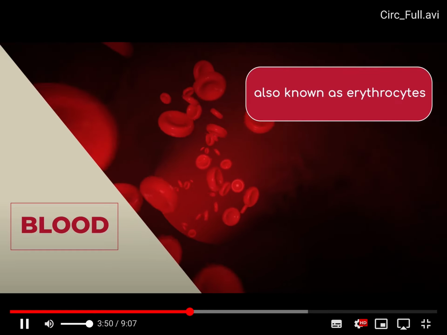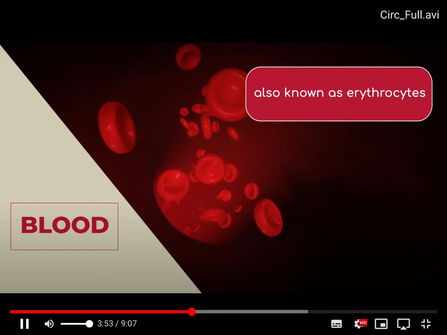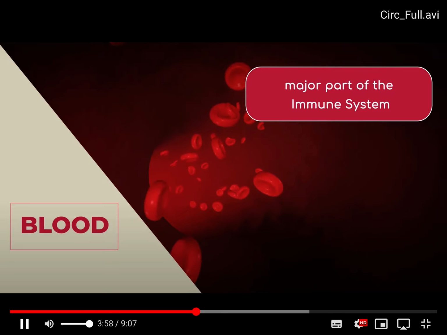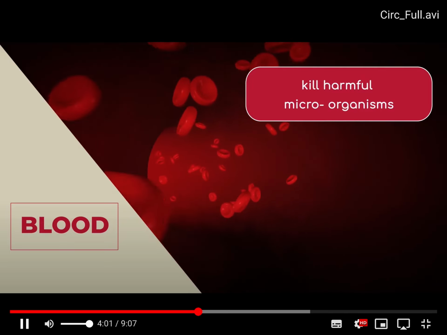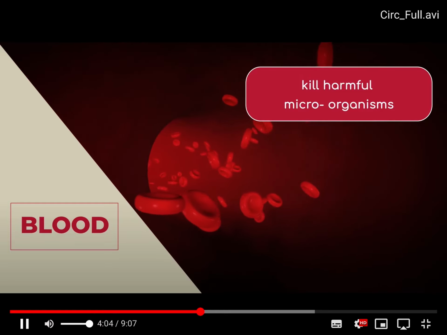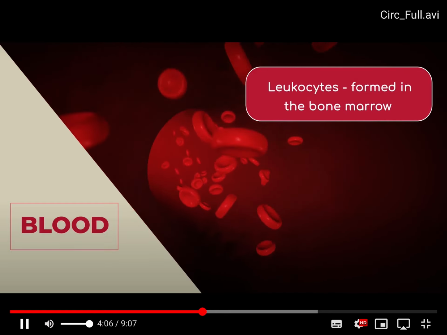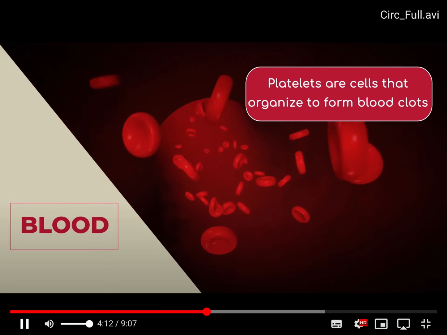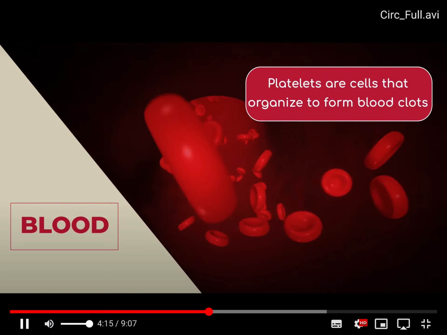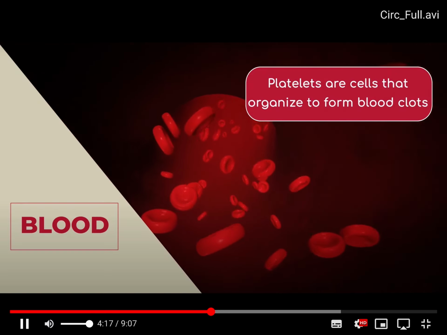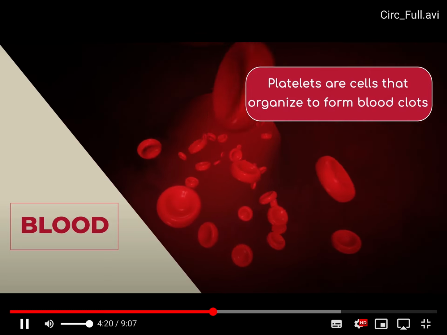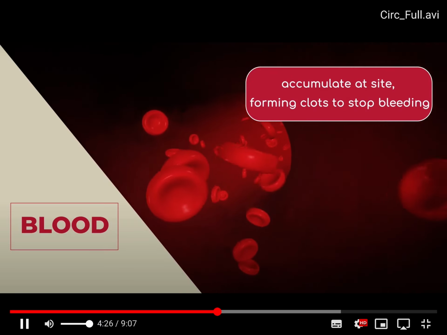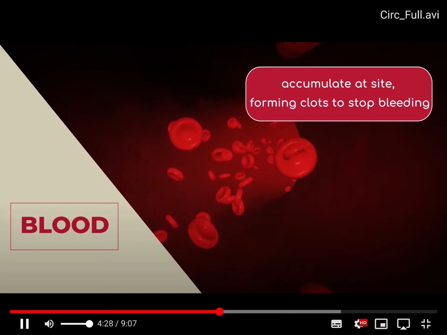White blood cells are also formed in the bone marrow and are a major part of the immune system. They create antibodies which help detect and kill harmful microorganisms. They are also known as leukocytes, and they are formed in the bone marrow too. Platelets are cells that organize, form blood clots, and thus help stop bleeding. If a blood vessel is damaged, a signal is sent to the platelets. Platelets then accumulate at the site, forming clots to stop the bleeding.